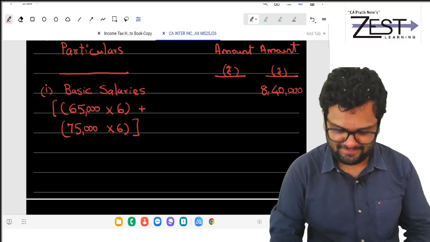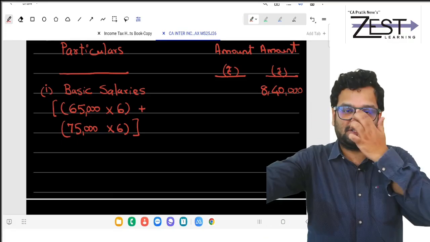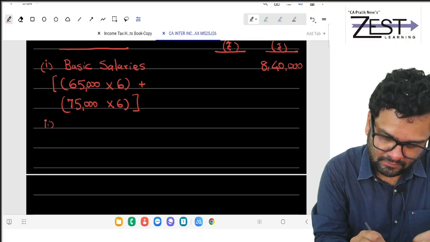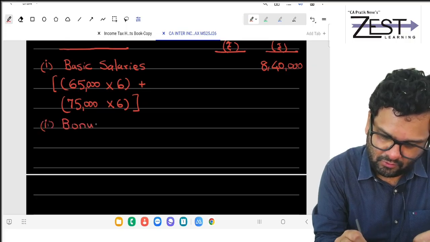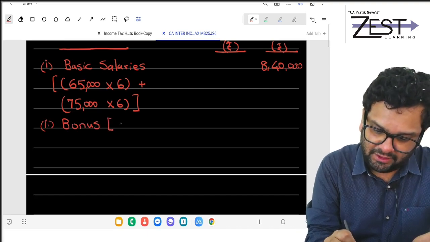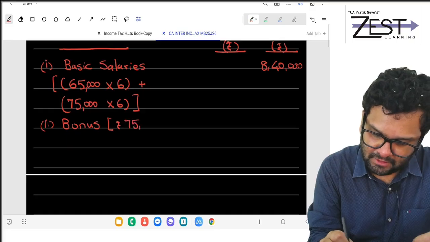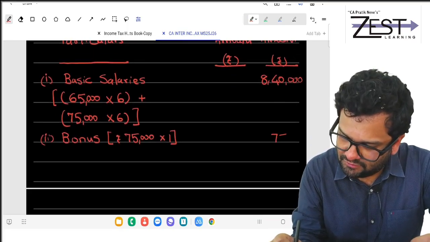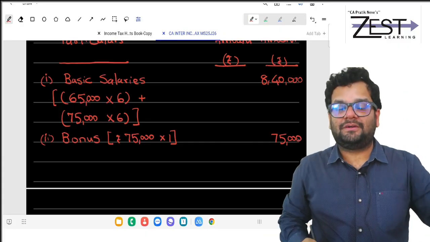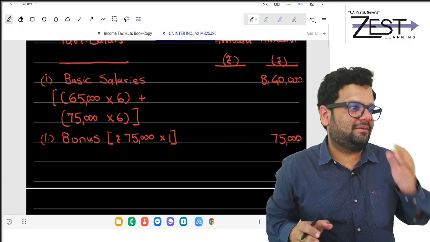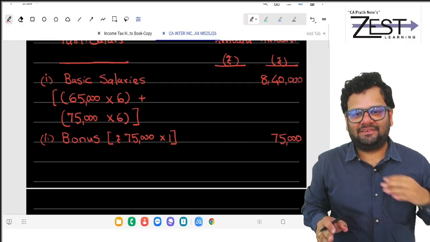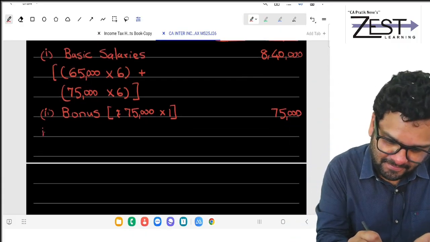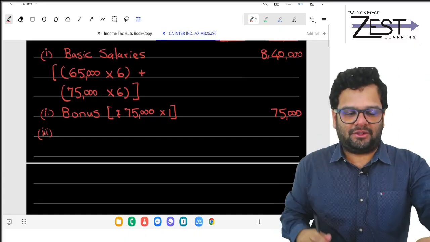Next, what is next? Bonus. What is the bonus amount? Bonus is 1 month's basic. But when is it paid? November. So in November, what was your salary? 75,000. That's why 75,000. Hope you understood it. It is also fully taxable. Basic done, bonus done. What is third? Whatever you have in the format, you can go accordingly.